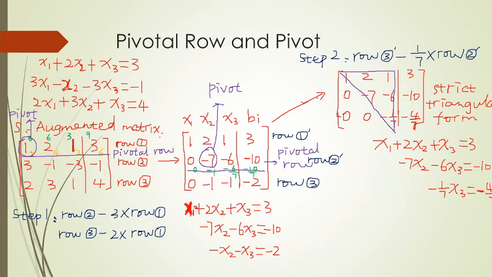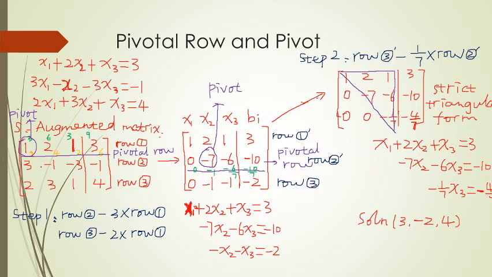Back substitution, right? We can solve x3 equals 4 and then go back solve x2 and then go back solve x1, right? So we will get the solution is the same, of course. The solution is 3, minus 2, 4.